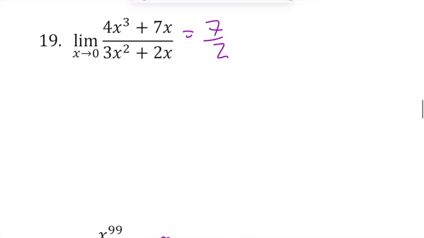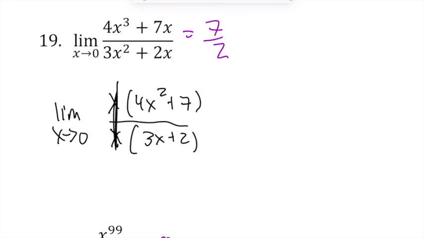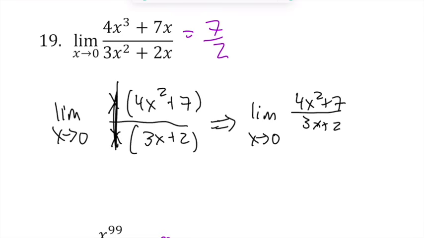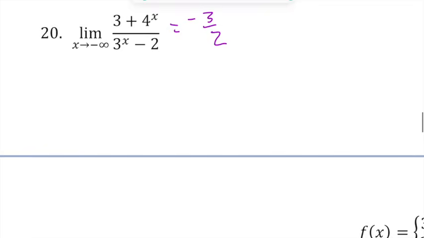Okay, so as x approaches 0, if you plug in 0, you're going to get 0 on bottom and top, so indeterminate form. So let's factor an x out of the top and an x out of the bottom. We'll cancel out the x term. So this is going to be the limit as x approaches 0 of 4x squared plus 7 over 3x plus 2. Let's plug in 0 now, and we're going to get 7/2 left over.